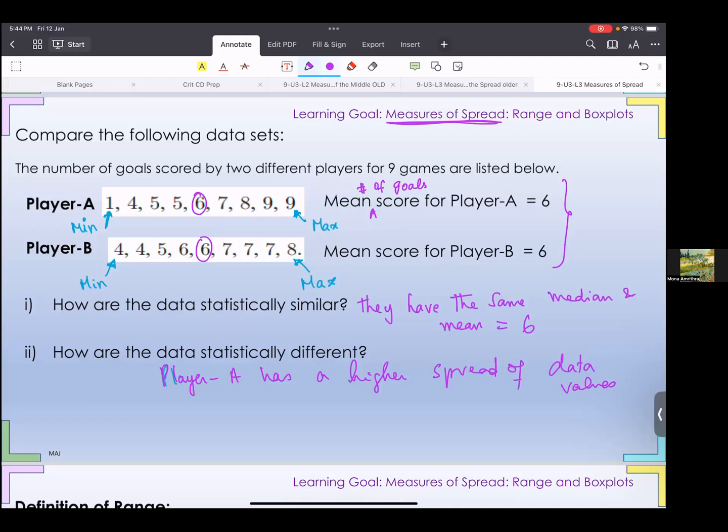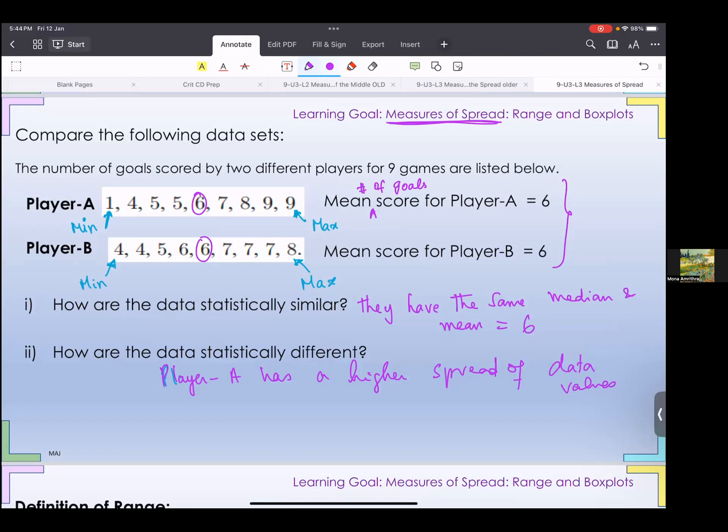Now, how are you going to compare both the players? Or how would you compare two teams? In this case, you also want to look at how the data is spread. Okay, we want to see who is more consistent. So in the first player A, you can see the minimum is at 1, the maximum is at 9. And for player B, the minimum is 4 and the maximum is 8. It looks like the data are closer together for player B. It appears that player B has data that's more consistent and close together.